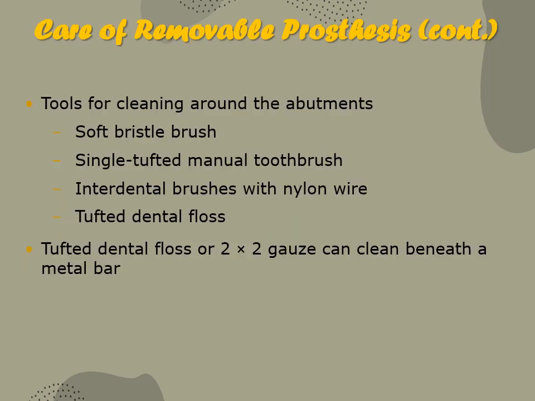So the tools for cleaning around the abutments is going to be a soft bristle brush. Absolutely, absolutely has to be soft. Single tufted manual toothbrush. So here, you want to give them smaller ones. You don't want to give them giant ones. I wouldn't recommend end tufted. That's not what we're talking about here. Interdental brushes with nylon wire.